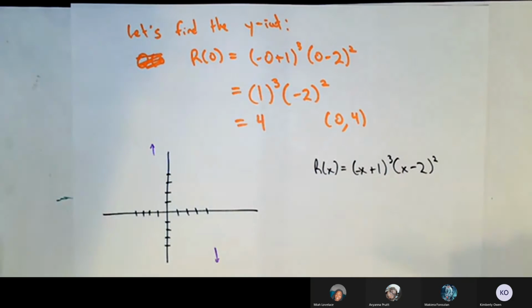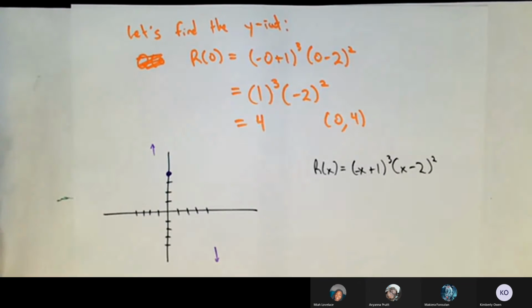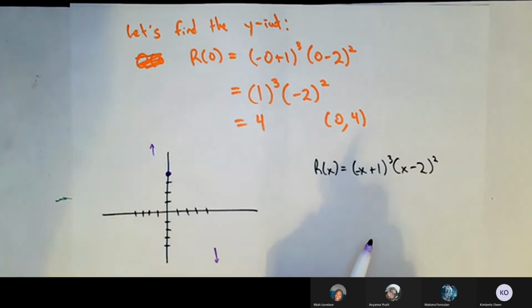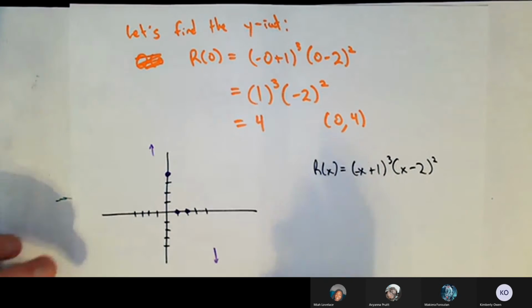Now, I also have a y-intercept at 0, 4. I can go ahead and plop that down. That's no problem. And I have an x-intercept at 1, 0, and also at 2, 0.